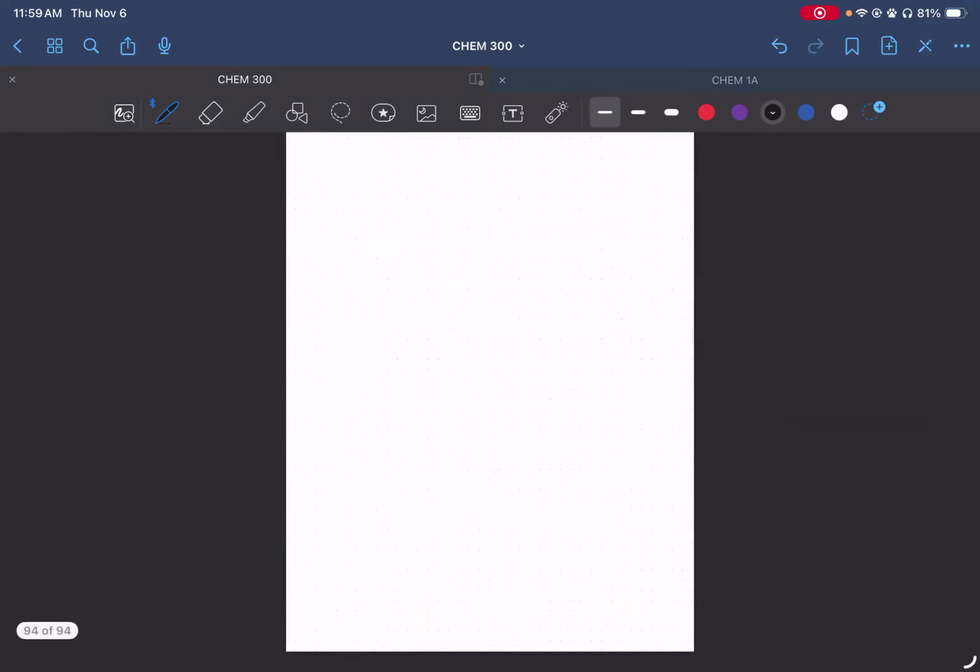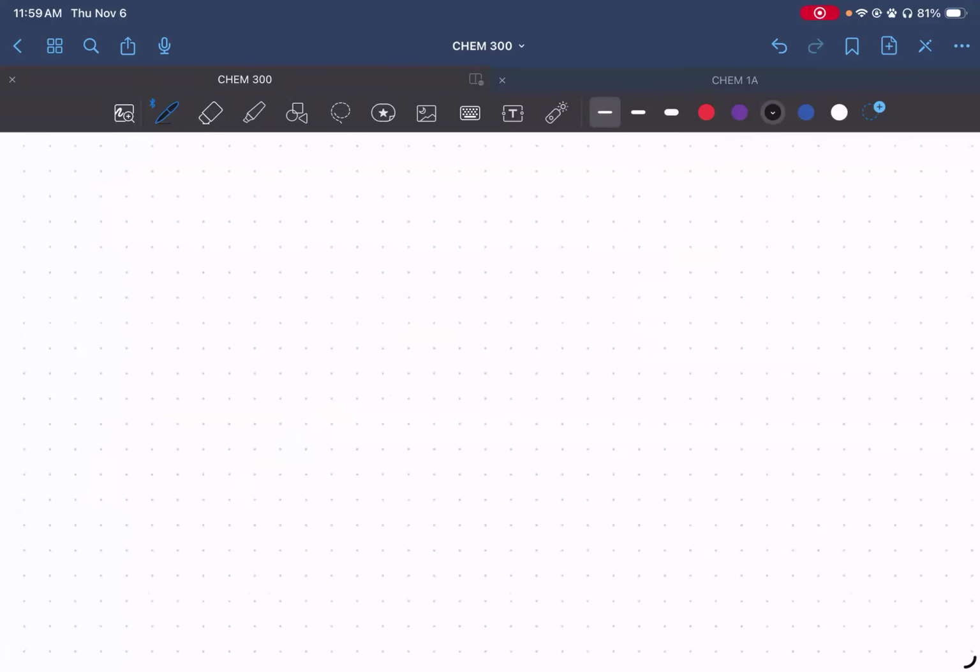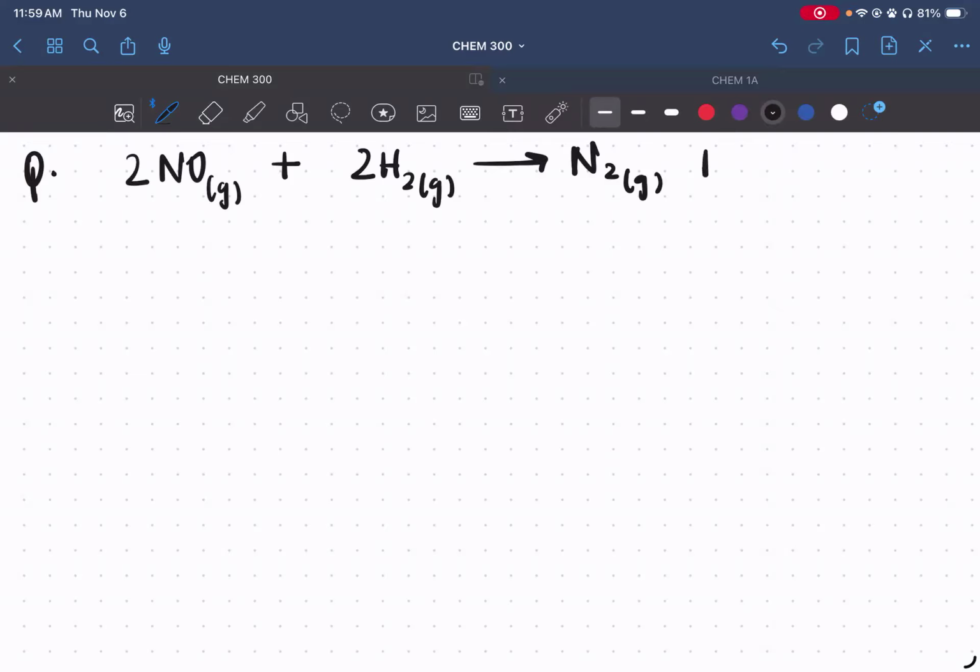Let's take it all in together and do a sample question. I'm going to draw another reaction, another table. Let's do the reaction first, and then I'll draw the table. The reaction between 2NO, 2H2, gives us N2 plus 2H2O.